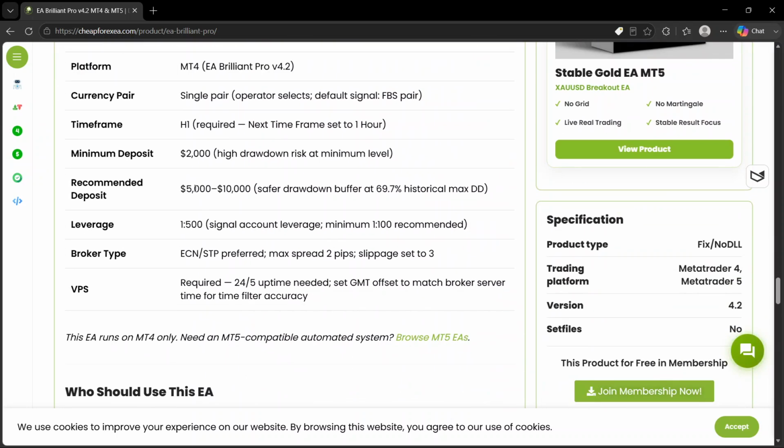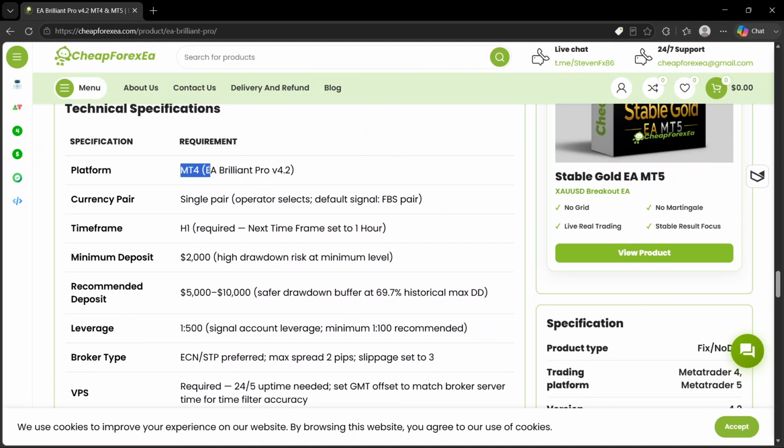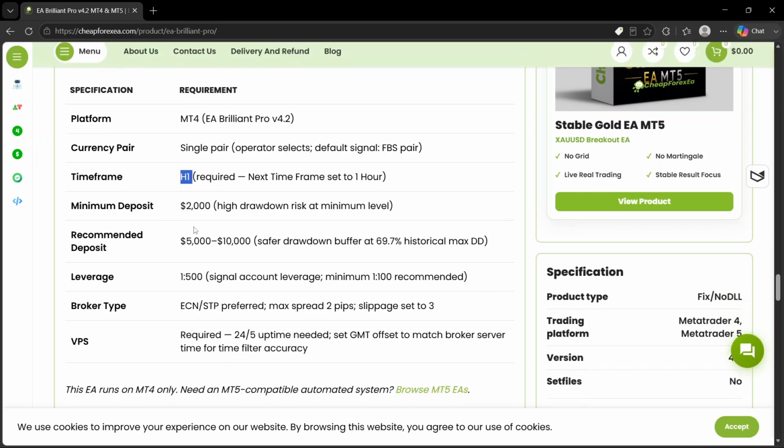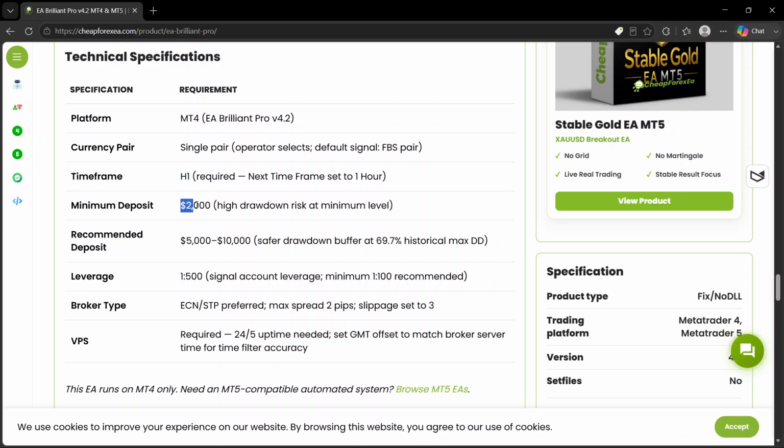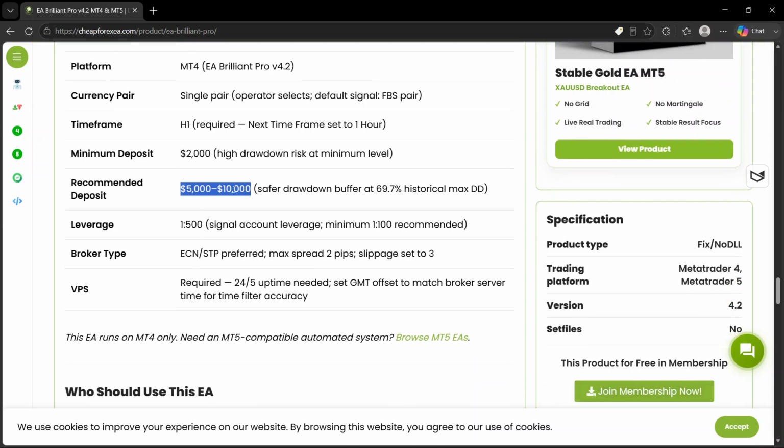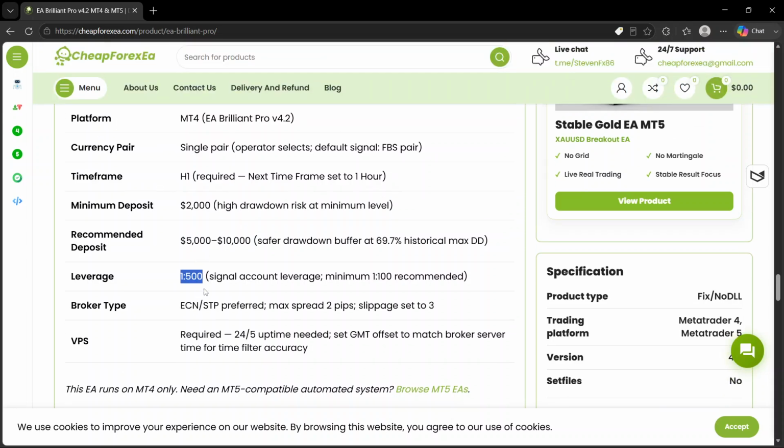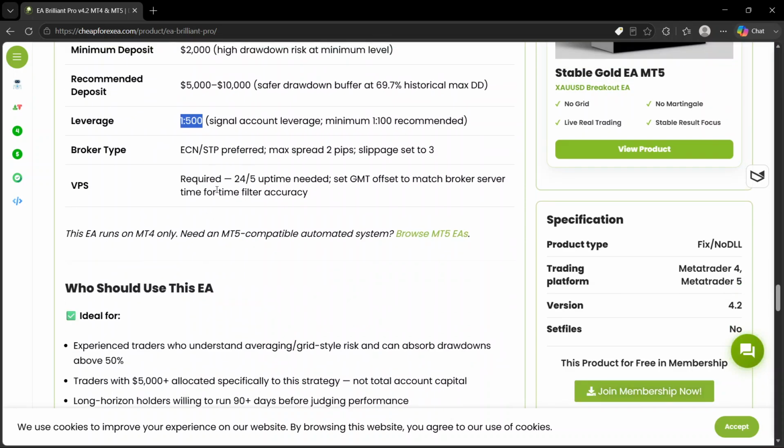Now we have the technical specifications: MT4 or MT5, single pair. You can select whatever pair on the H1 time frame. They recommend a minimum deposit of $2,000 with a high drawdown risk at the minimum level, which might be a lot for most newbies or beginner traders, with a recommended deposit of 5,000 or 10,000, which pushes a lot of newbies out. A leverage of 1 to 500, and an ECN or STP preferred broker. You can see all this on the page.